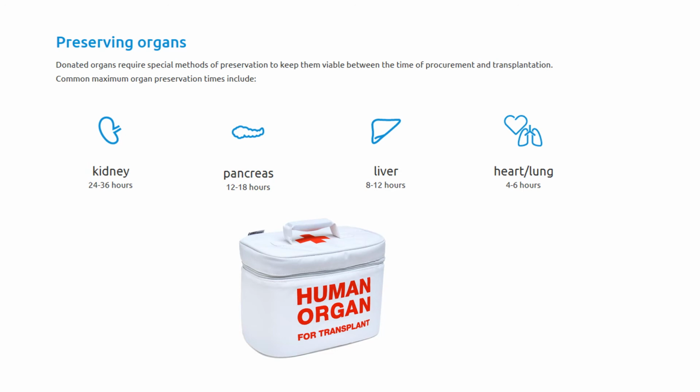So we want to keep the cells alive between procurement and transplantation. Common maximum organ preservation times include a kidney, 24 to 36 hours, pancreas, 12 to 18, a liver, 8 to 12, and a heart or lung, 4 to 6. So that 4 to 6 you can definitely see, and that's pushing it. That's why it's better if geographically the donor and the recipient are close to one another.